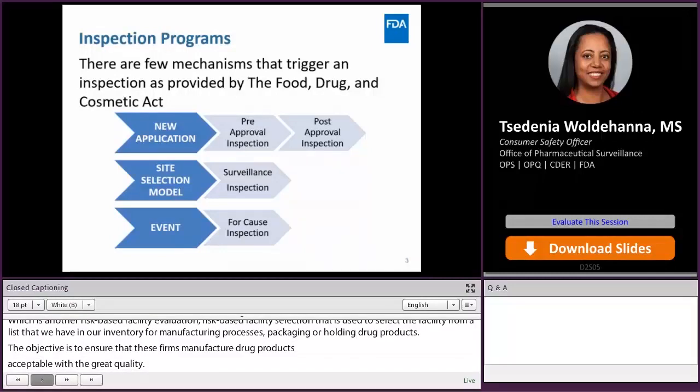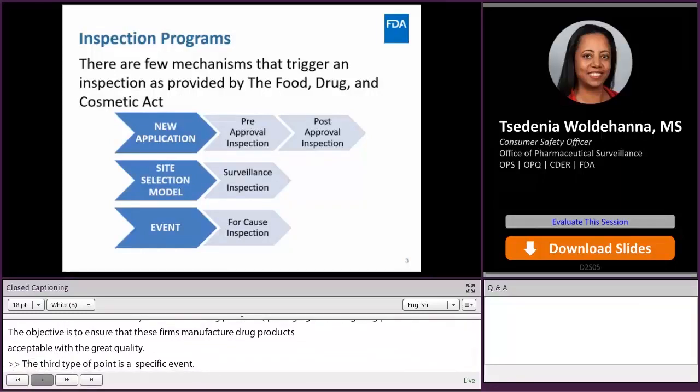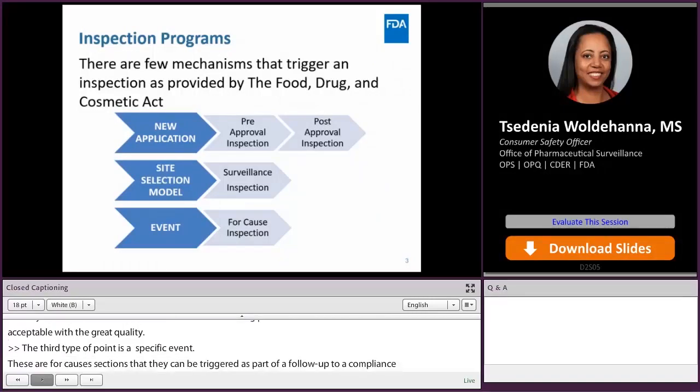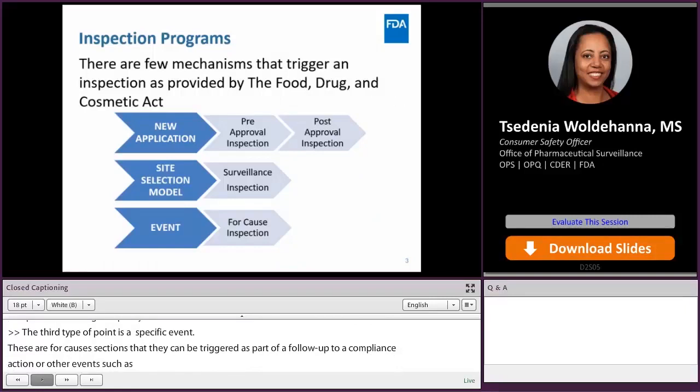The third type of trigger point is a specific event. These are for-cause inspections, and they could be triggered as part of a follow-up to a compliance action or other events such as recalls, field alert reports, complaints, and other indicators that the agency has received that warrant investigators going out to the facility to either ensure corrective actions have been implemented or to understand what is actually happening at that facility.